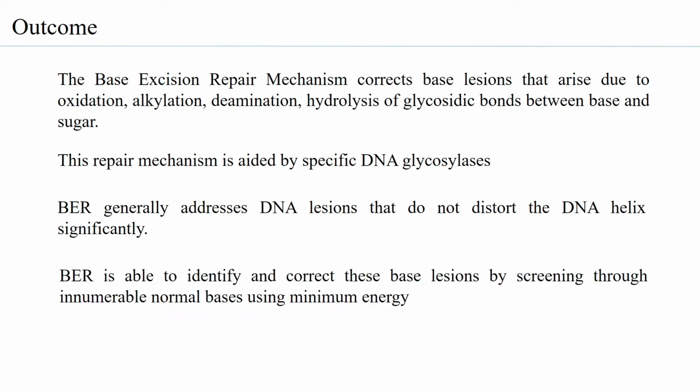BER is able to identify and correct bases by screening through innumerable normal bases using minimum energy. Where if you look at when you have 1 in 10 raised to 6 nucleotides, which is wrong, you must understand that the system has to screen 10 raised to 6 nucleotides to find out that one nucleotide which is erroneous. And this is done with great precision and with minimum energy. Therefore, this becomes one of the very good repair systems that the cells have.